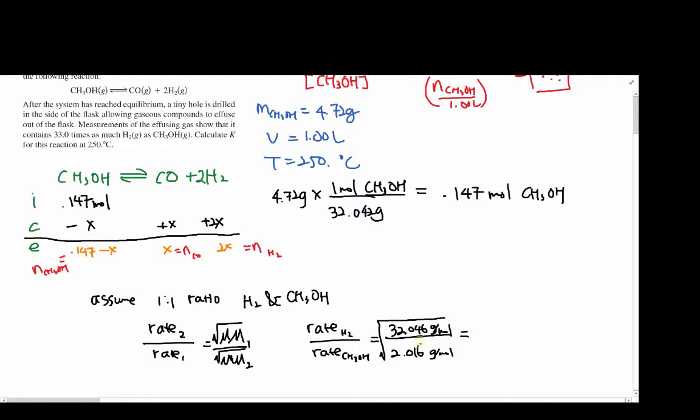Well, the units actually cancel out, and we're gonna see the ratio to be 3.9867. So what this tells us is for every one molecule of methanol that goes out of our flask, we expect about 4 molecules of hydrogen to effuse out from the flask. Okay, but that's not what we see from the problem here. It said the measurement of the effusing gas showed that it contains 33 times as much as that.